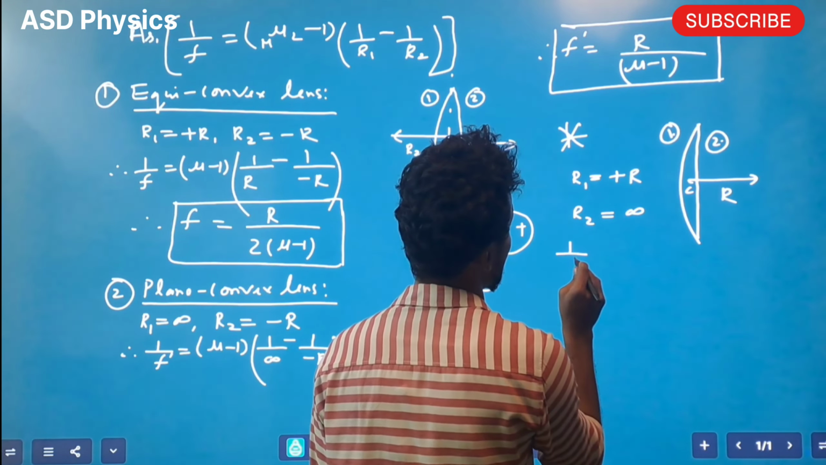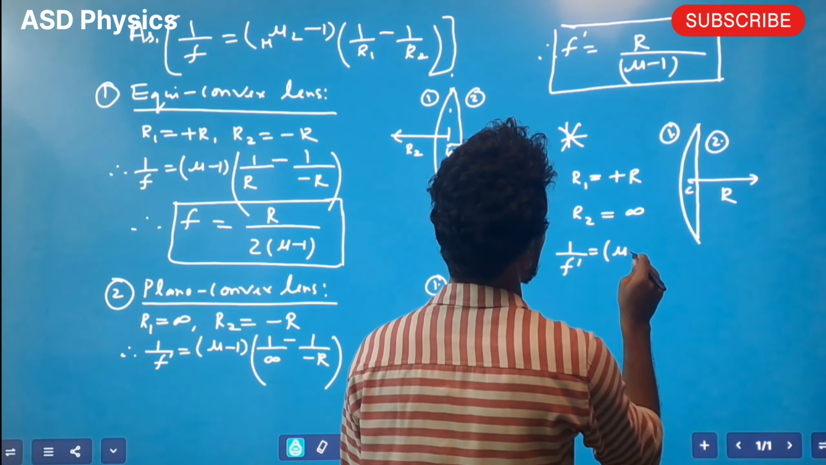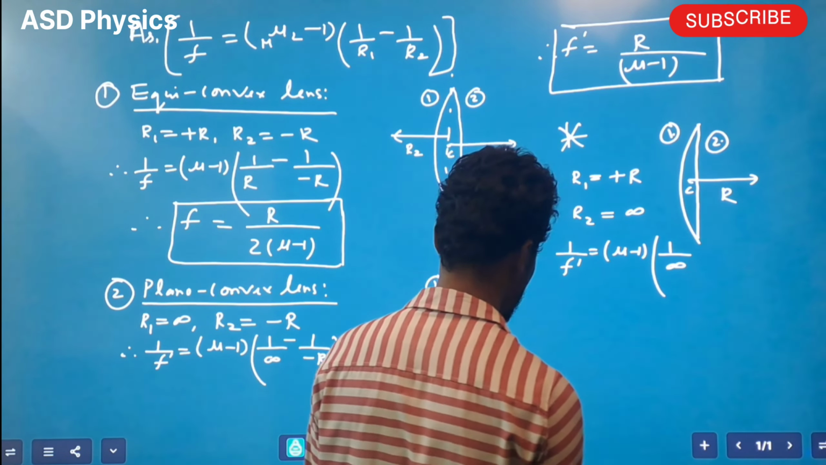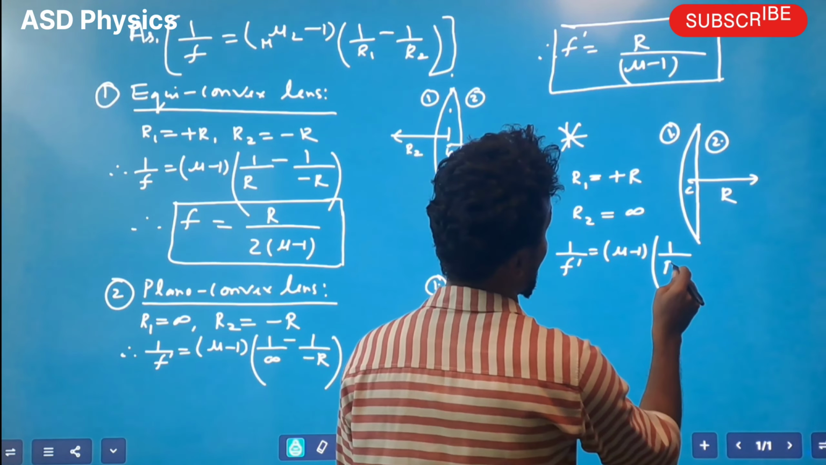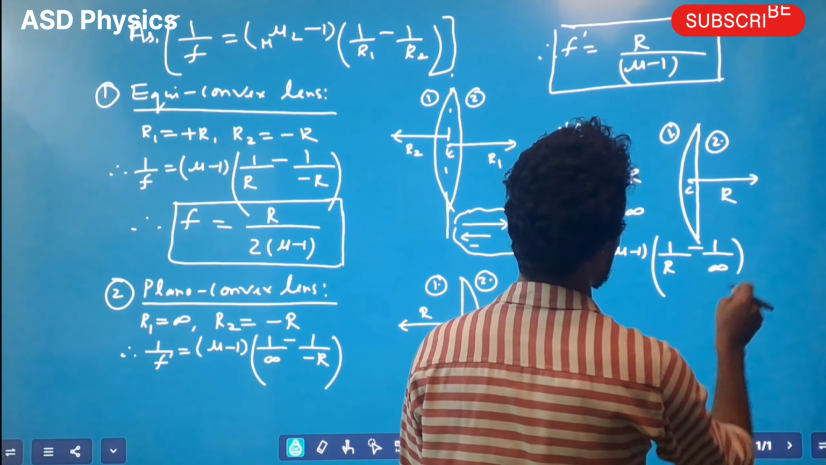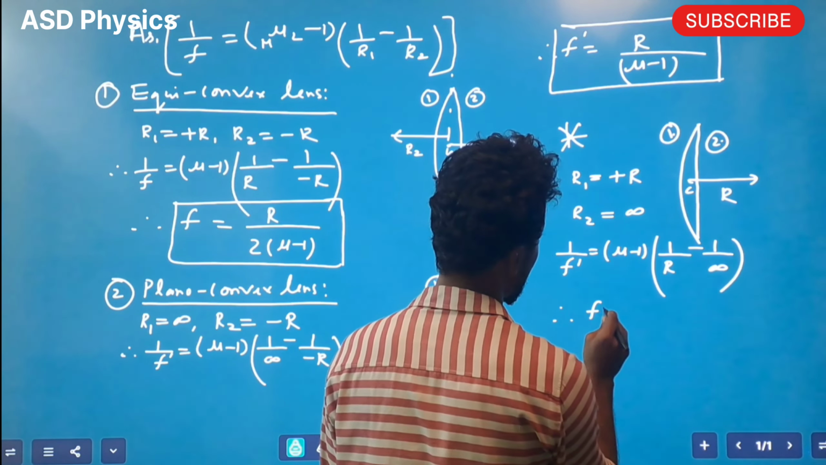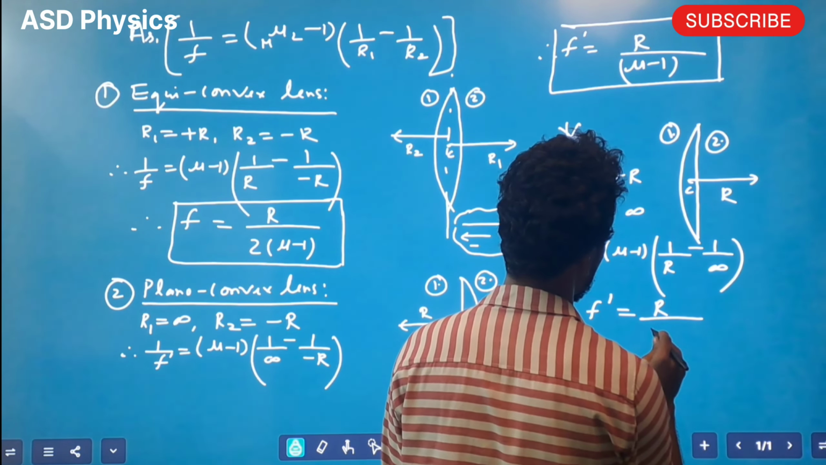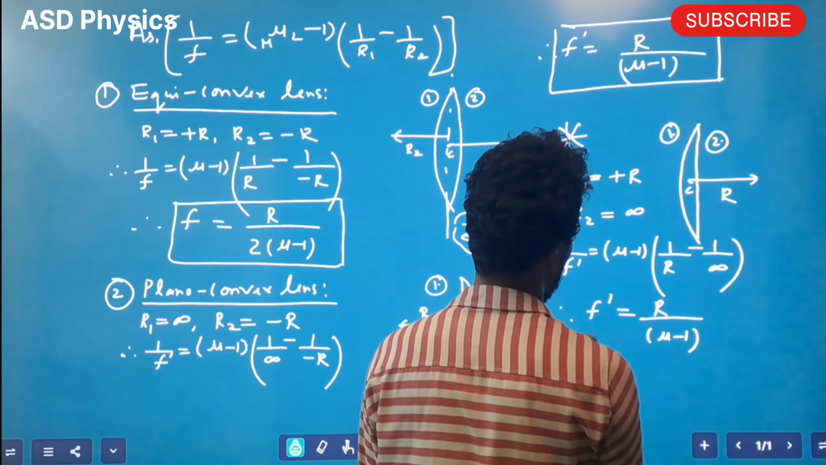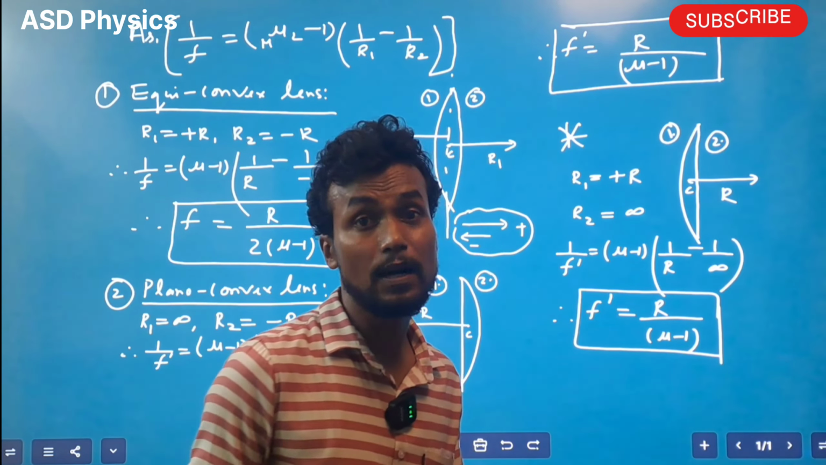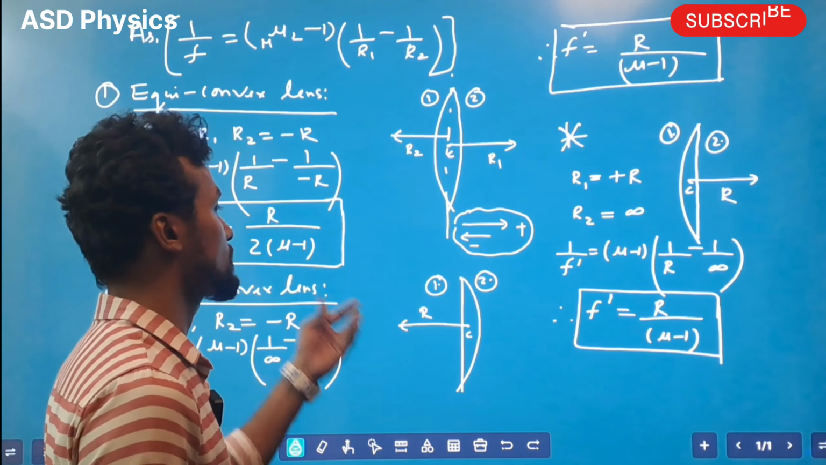See here please, again 1 by f dash equal to mu minus 1. 1 by R1 is how much? R1 is R, minus 1 by infinite. So you can see here please, what is coming? The formula is same or different? Same formula. R by mu minus 1. And if we see, how many times it is compared to the equi-convex lens? Equi-convex is R by 2 mu minus 1.